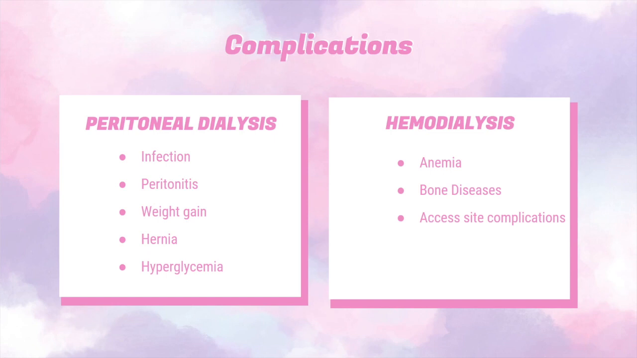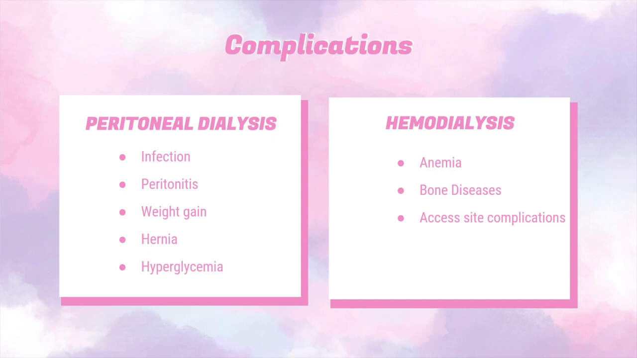Complications of peritoneal dialysis and hemodialysis. First, on peritoneal dialysis is infection. An infection of the abdominal lining or peritonitis is a common complication of peritoneal dialysis. It can also develop at the site where the catheter is inserted to carry the cleansing fluid or dialysate into and out of your abdomen. Second is peritonitis. It is the most common serious complication of peritoneal dialysis.